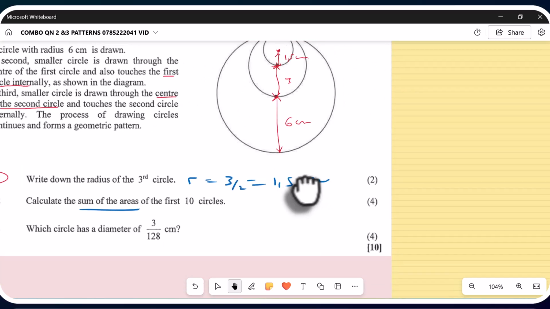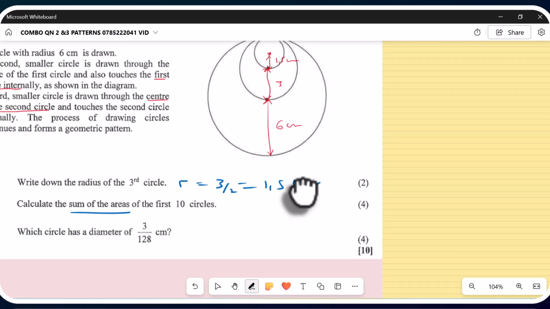But then the question talks about area. So now the areas, how do you find the area of a circle? It is pi r squared. It's going to be pi times 6 squared, and what is 6 squared? It's 36, so it's 36 pi, then followed by pi times 3 squared, 9 pi, and so on. Here they say I want the sum of the first 10 circles. So this is my T1 now for the areas.